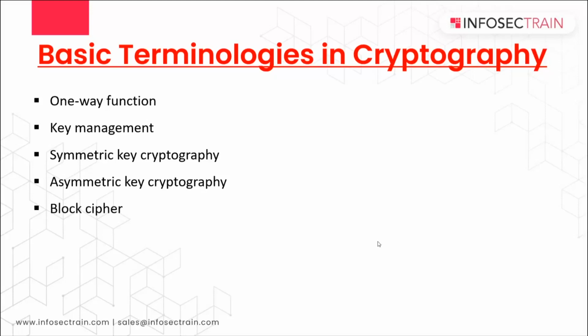Now let us talk about block cipher. In simple terms, it is a type of symmetric key cryptography that encrypts your data in fixed size blocks. Algorithms like DES and AES work on your data in the form of fixed size blocks. Now, what about stream cipher?